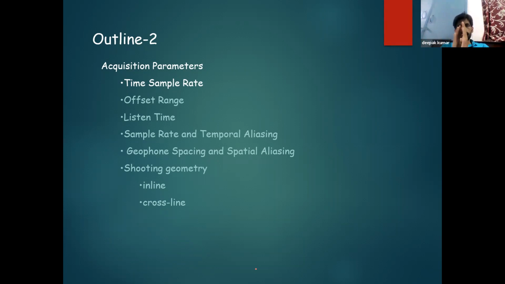So we have to remove this higher frequency using filtering and so on. That is why, to avoid it, see, Nyquist frequency and aliasing will always be there in that data, but we have to minimize it. That is why the sampling rate and the sampling interval are important.